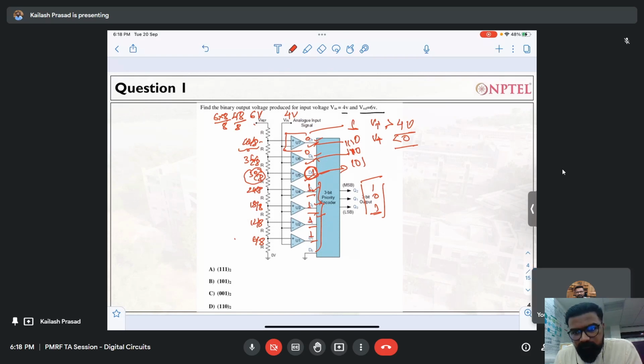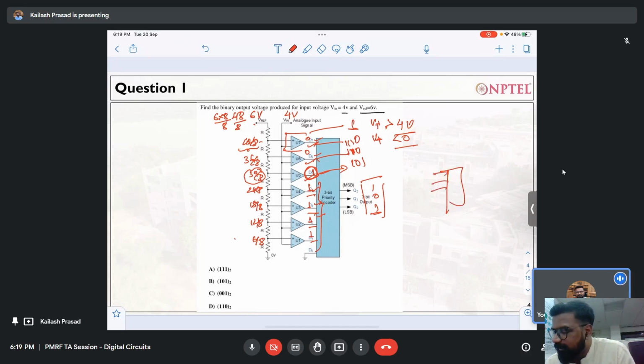A to D converter? No, no, it will be encoder. It is not an analog to digital converter, rather it's an encoder. And what does encoder do? If I have an encoder, I will have 2 to the power n lines, and you will get n bit output. So if you have 8 lines, you will get 3 bit output. If the fifth line is 1, the output will be 101. It's like that.